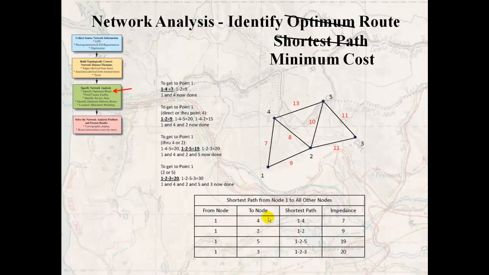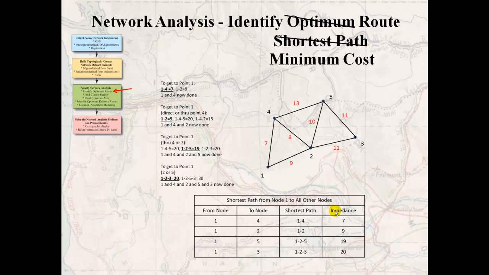And so using all that information, I see that the shortest path from point 4 to point 1 is going to cost me 7. The shortest path from 1 to 2 is going to cost me 9. Shortest path from 1 to 5 is to go through point 2 first. That's going to cost me 19. Shortest way to get from 1 to 3 is to go to 2 first, and that's going to cost me 20. So in doing its calculation, it's determined the shortest path from 1 to any other point in the network, and here's the cost.